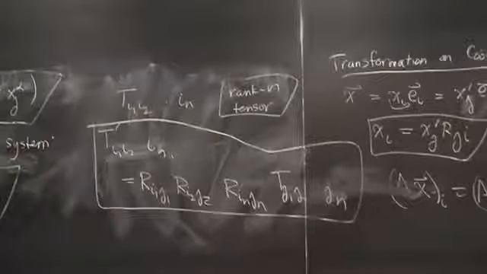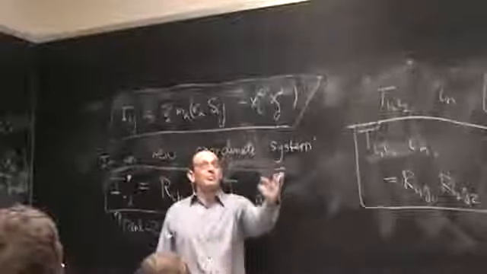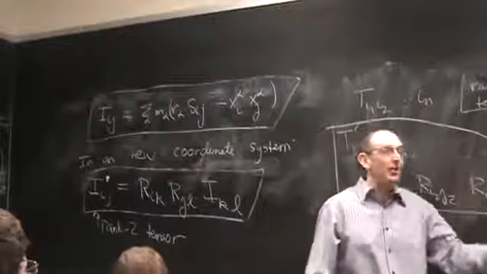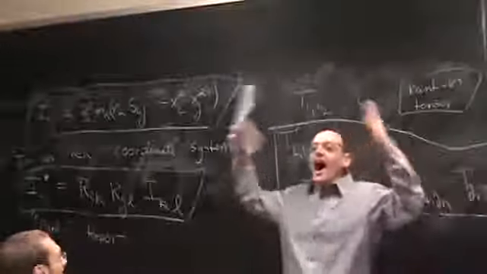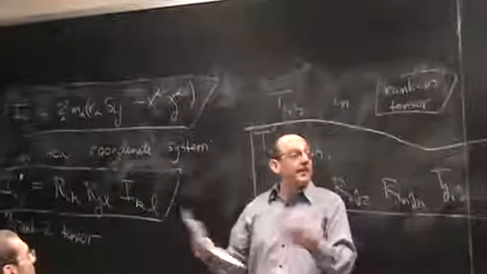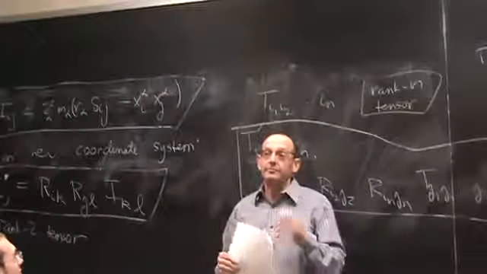And we will see then monopole moments, dipole moments, quadrupole moments, octopole moments, hexapole moments. They're all higher order tensors, and they are very important in the theory of electricity and magnetism.